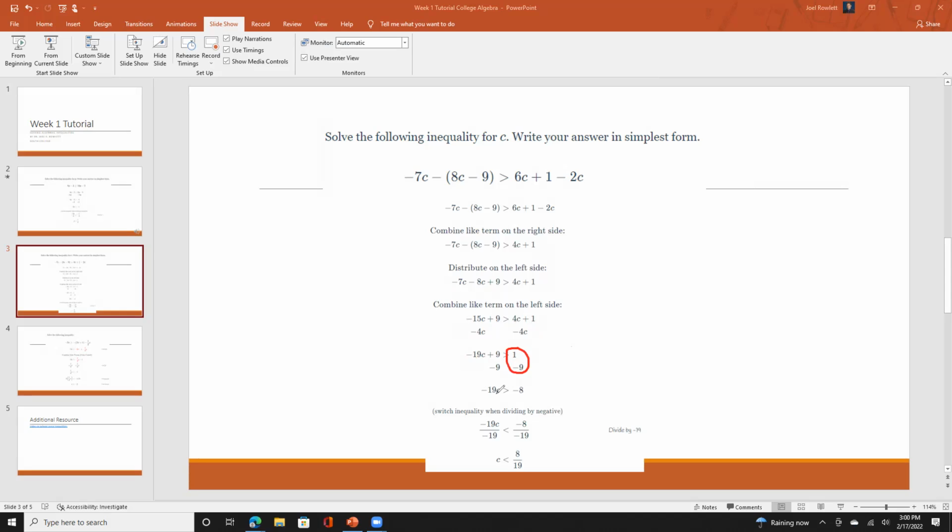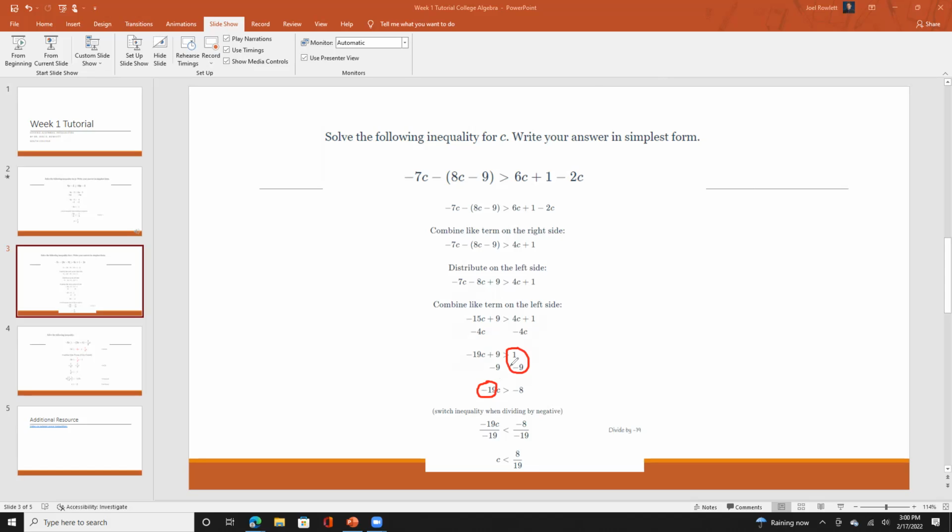And finally, in order to get C by itself, notice that we have C multiplied by negative 19. We need to get rid of that negative 19. We would like to have a 1 in front of the C so that it reads C is greater than or less than something. So let's go ahead and proceed.